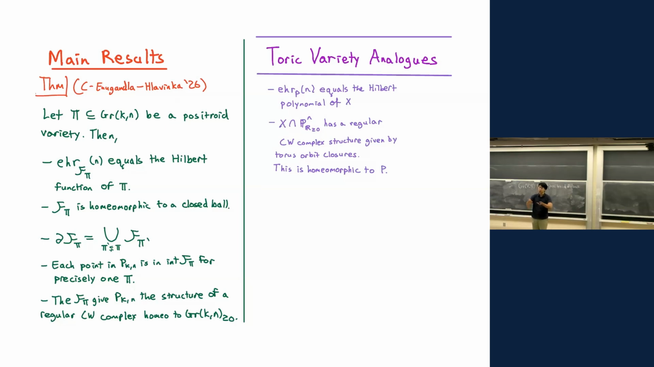Second, if you associated a polytope, then automatically you'd have that the polytope is homeomorphic to a closed ball. If you have a polyhedral complex, that's not necessarily true, but the polyhedral complexes we're associating are still homeomorphic to closed balls. Also, the boundary of a complex associated to a positroid is the union of a bunch of other positroids. Each point is in exactly one interior of these complexes. And so they give this polytope the structure of a regular CW complex, homeomorphic to the totally non-negative Grassmannian. And so this is kind of an analog of these toric varieties.